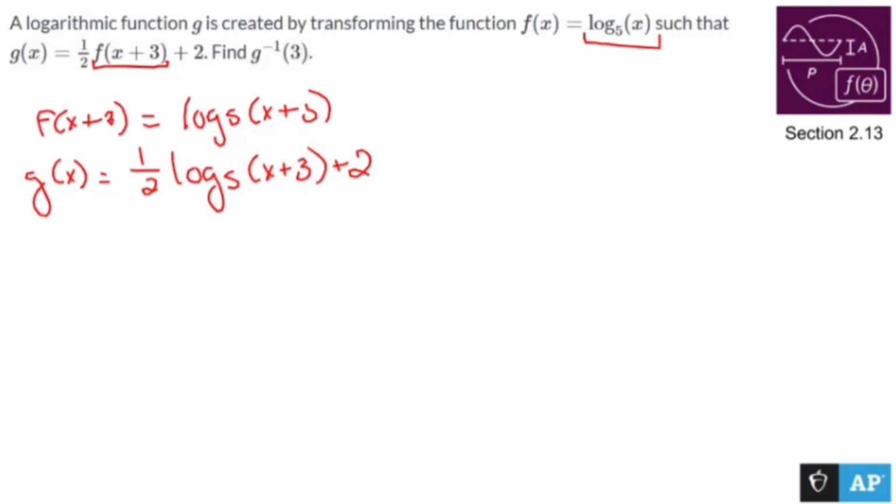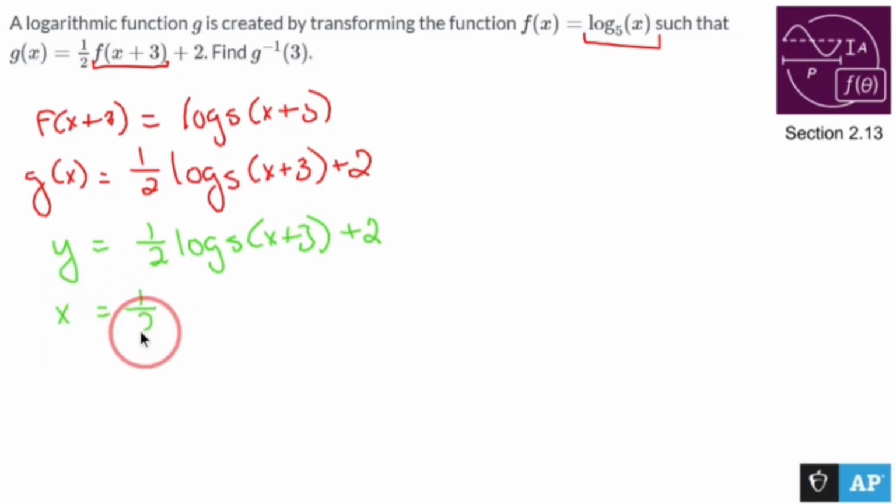So this is how I find the inverse. I don't like the g of x there, it throws me off, so I'm going to rewrite this as y equals 1/2 log base 5 of x plus 3 plus 2. Step number 1 in finding an inverse is swap your x and y values. So now I have x equals 1/2 log base 5 of y plus 3 plus 2.